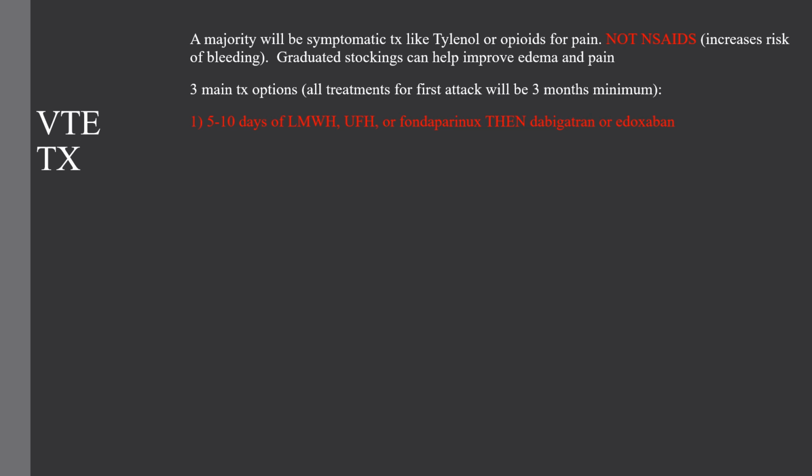Number one is going to be 5 to 10 days of using like a low molecular weight heparin or an unfractionated heparin or fondaparinux, which is a factor 10A inhibitor, and then dabigatran or edoxaban. So just to note, these are all parenteral injections. The next one is going to be warfarin, but this time you're going to give it along with the 5 to 10 days of the parenteral injections, and you're going to do it till at least your INR is greater or equal to 2 for 24 to 48 hours. And then you can use warfarin on its own.